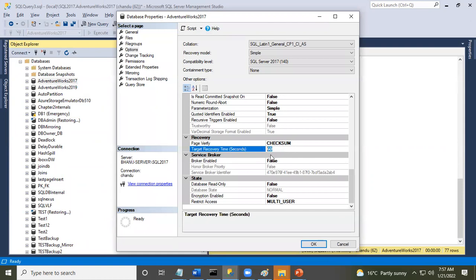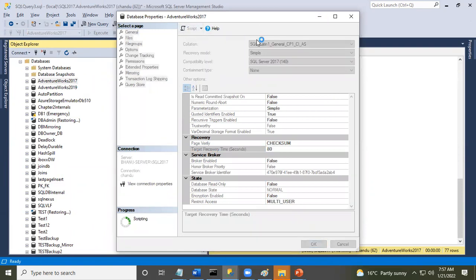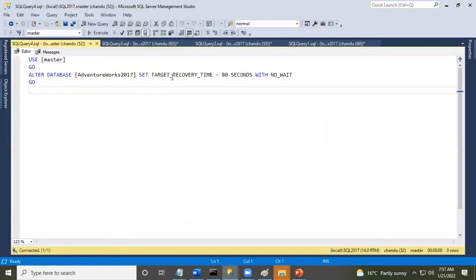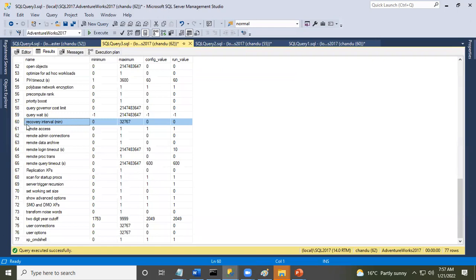Target recovery time is by default 60 from SQL Server 2016 onwards. So let's set it to 80. Set target recovery time in the database configuration. So we can set indirect checkpoint for individual databases. This is indirect checkpoint for individual databases, and this is at the instance level, automatic checkpoint. It happens frequently to flush the data pages to the disk.